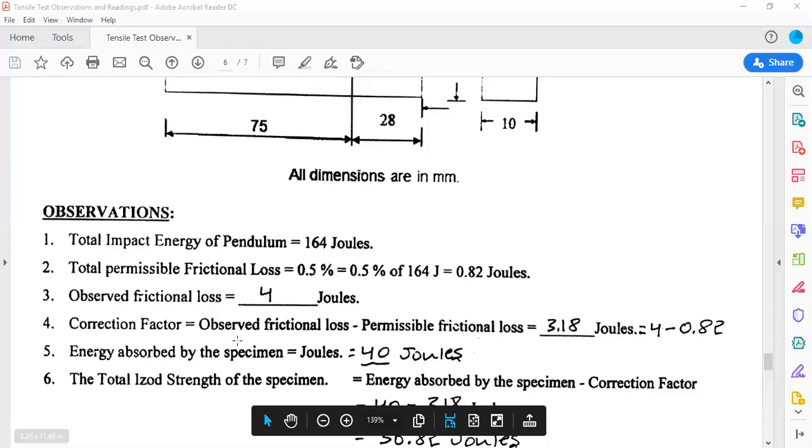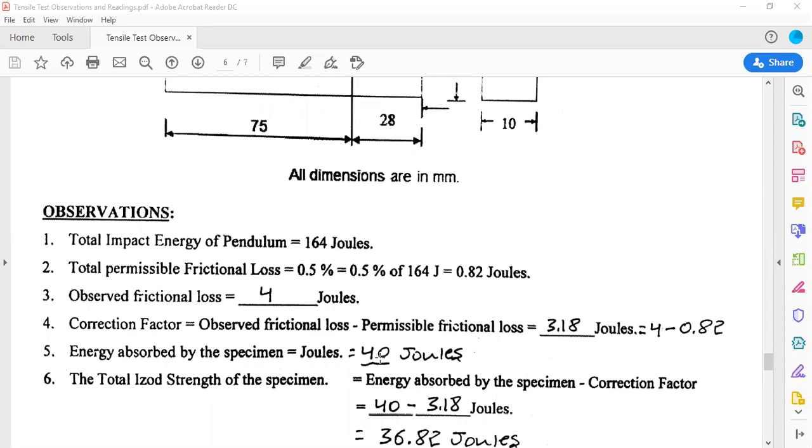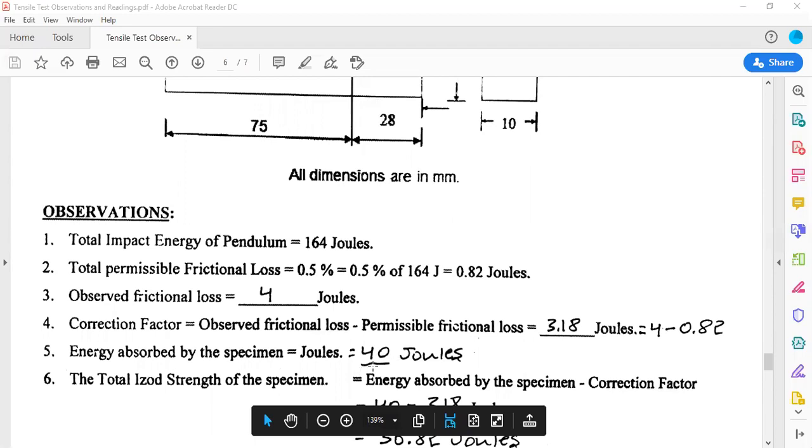Now, once the pendulum or the hammer hits the specimen, there you are going to observe the energy absorbed by the specimen. It is 40 joules. Energy absorbed by the specimen, and at this point, the specimen breaks into 2 pieces. If the specimen doesn't break into 2 pieces, it means it has an undefined value. The energy obtained is 40 joules.